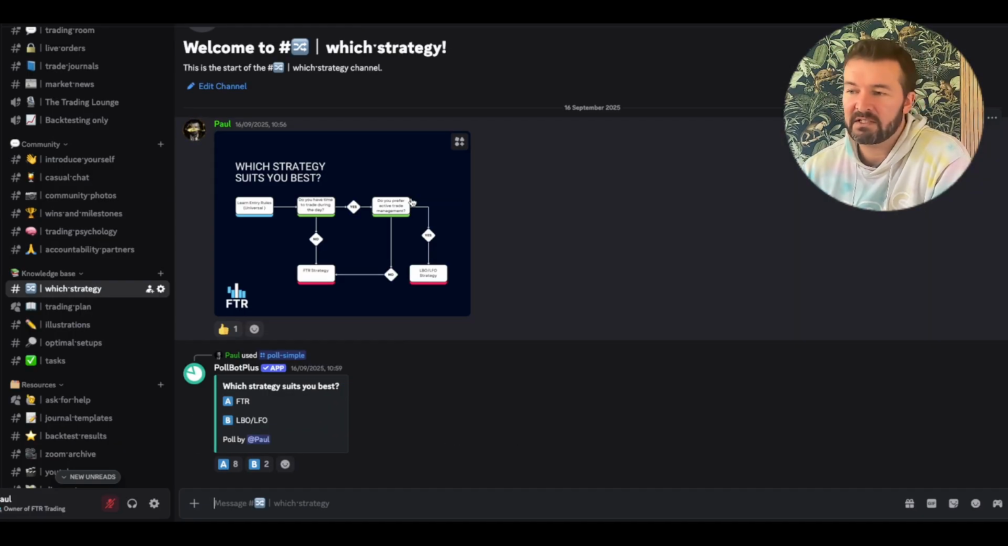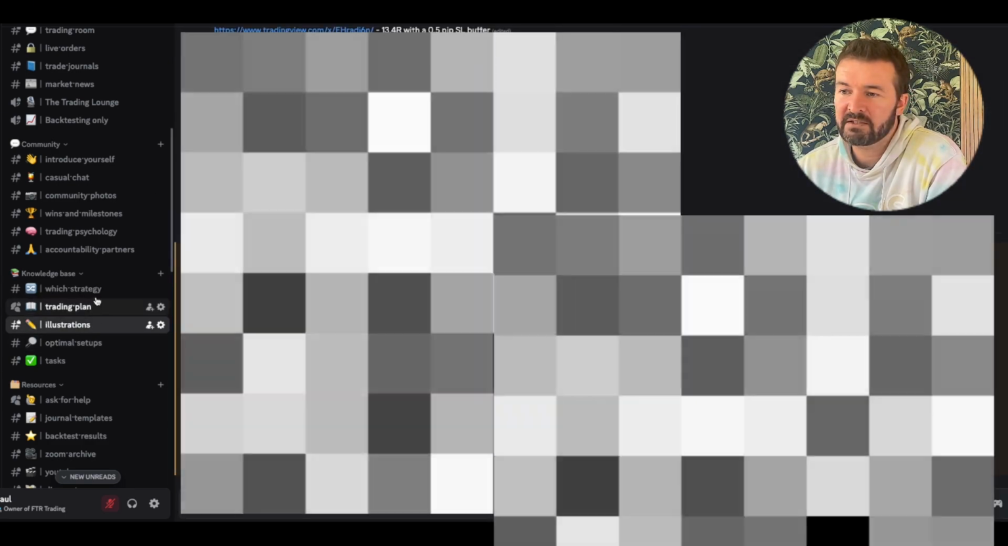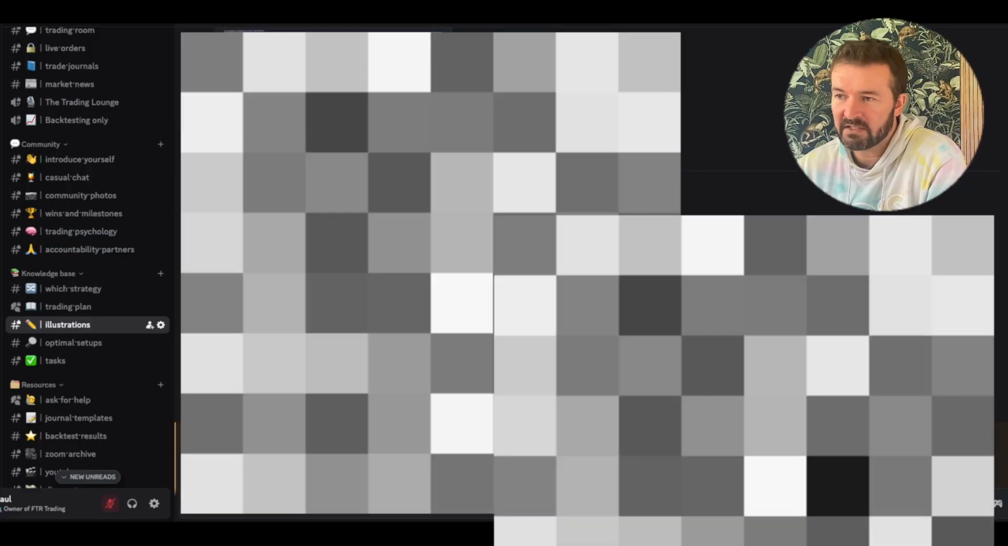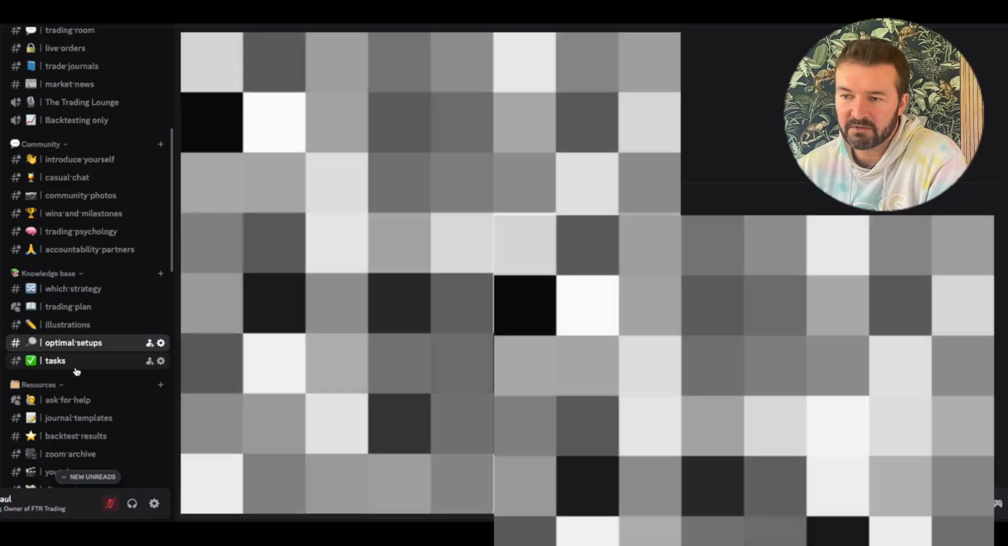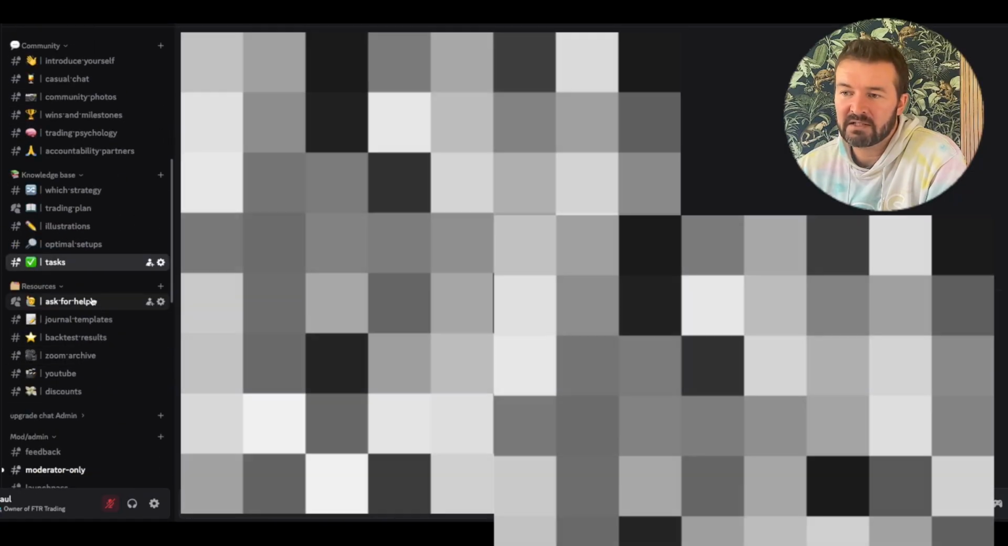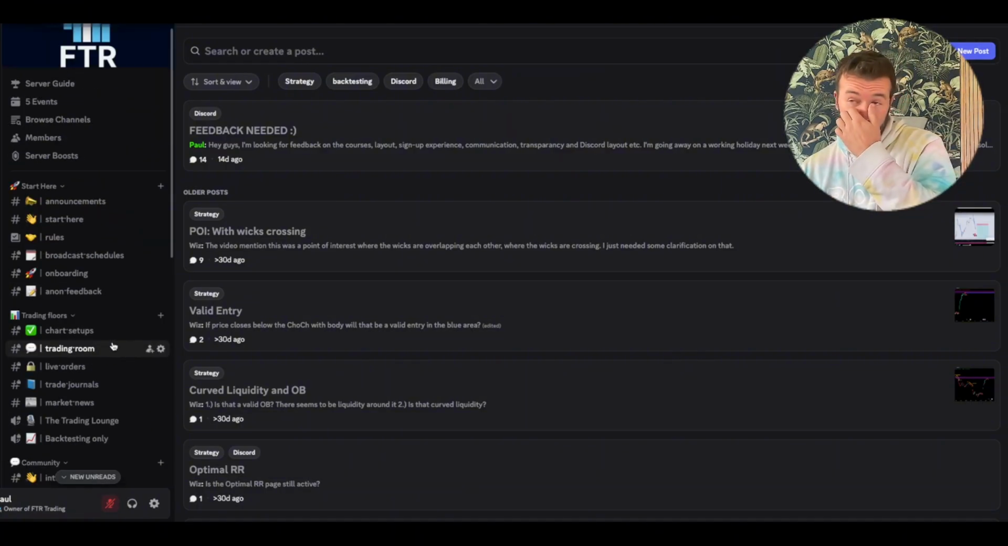Couple of key strategies. There's FTR and there's the LBO. But generally speaking, really simple. Which one suits you best? Trading plan, illustrations, and all that sort of stuff. So this is where we go through the main details on it, optimal setups, tasks that people could do. And then there's the resources for asking for help and stuff like that. So yeah, that's it.